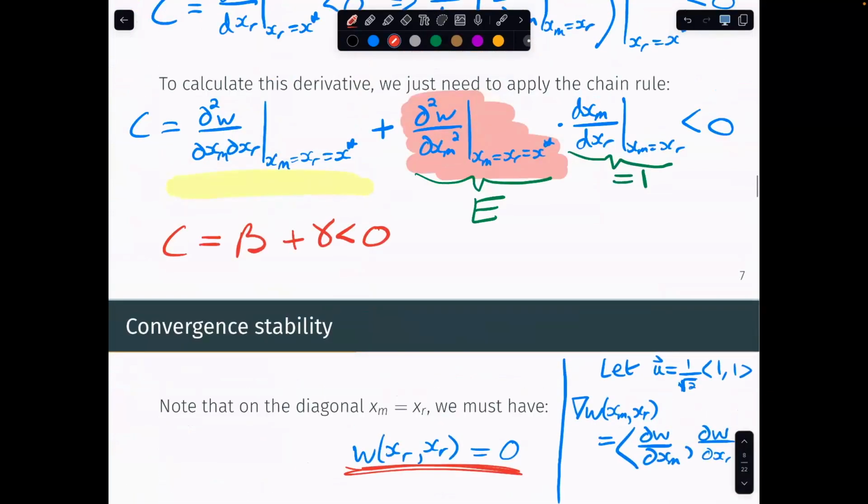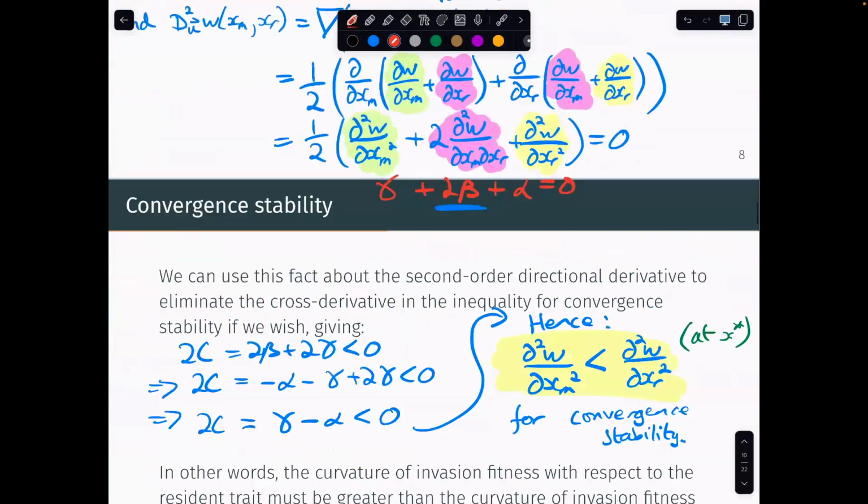So this gamma here, this is gamma, and this is your beta. Yeah. Thanks for pointing that out.